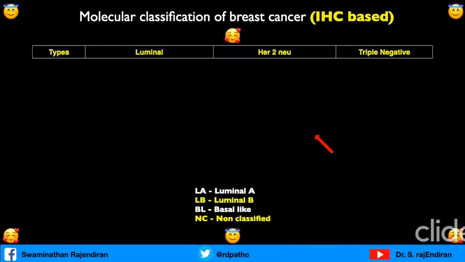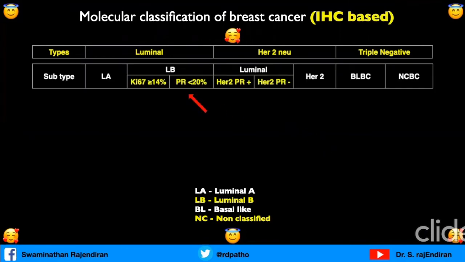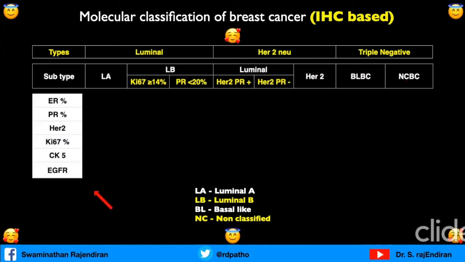And I just want to briefly touch the molecular classification of breast cancer, which is IHC based. It is subtyped into luminal A, luminal B, high Ki and low PR, luminal with HER2, only HER2, and triple negative. And the triple negative is divided into basal-like and non-classified. To type this, you have to do these markers: ER, PR, HER2/neu, Ki67, CK5, and EGFR. CK5 and EGFR will help to differentiate triple negative into really basal-like breast carcinoma or non-classified breast carcinoma, because these are all the markers for the basal cells.